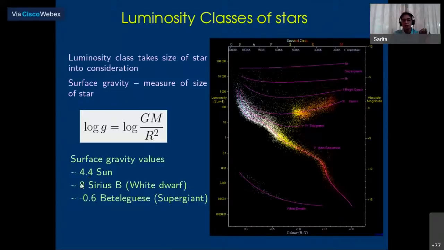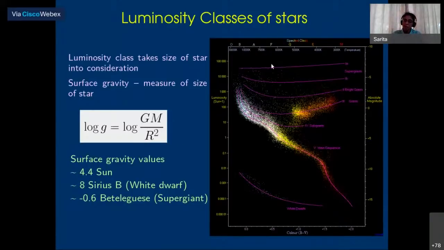And if you compare with Sirius B, which is a white dwarf, it is a very compact star. So it has a very high surface gravity. Its radius is small. Compared to the mass, the radius is really very small. That's why we call it a compact object. So this is a white dwarf star. White dwarf stars are very compact objects, and they have high surface gravities because their radii are very small. And then if you look at Betelgeuse, for compact objects, as you can understand, the surface gravity values will be higher.